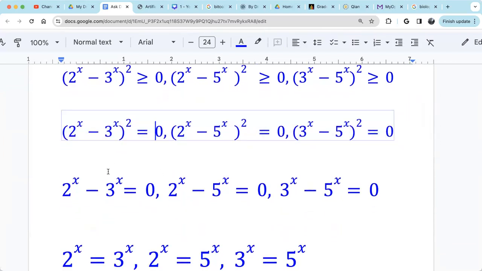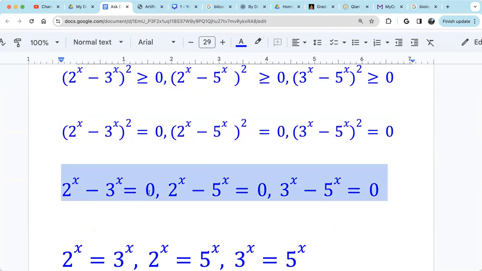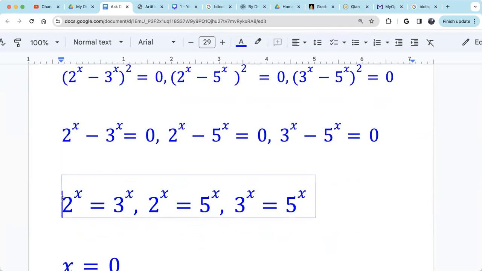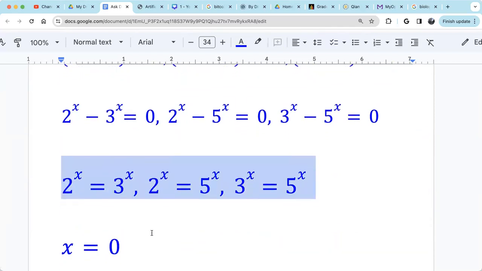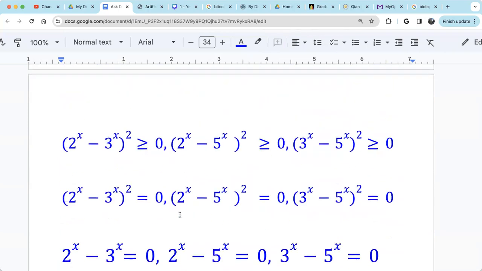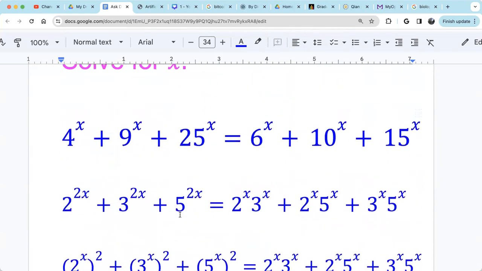Each one has to be 0, that gives us 2 raised to x minus 3 raised to x equals 0. And basically 2 raised to x has to equal 3 raised to x, right? And in what situation will the left-hand side and the right-hand side be equal? Only when the exponent is 0, because the bases are different but the exponents are the same. So that forces x to be 0, because anything raised to 0 is 1. So basically we have 1 equals 1 equals 1. So x is 0.